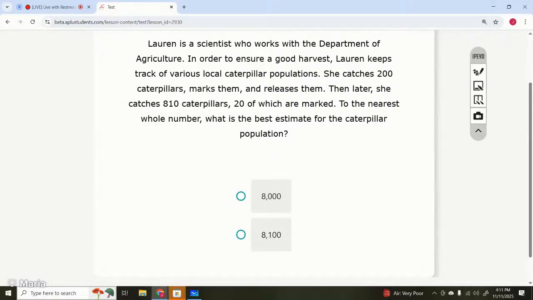Lauren is a scientist who works with the Department of Agriculture. In order to ensure a good harvest, Lauren keeps track of various local caterpillar populations. She catches 200 caterpillars, marks them, and releases them. Then later, she catches 810 caterpillars, 20 of which are marked. To the nearest whole number, what is the best estimate for the caterpillar population?